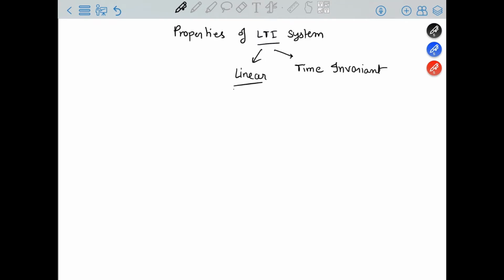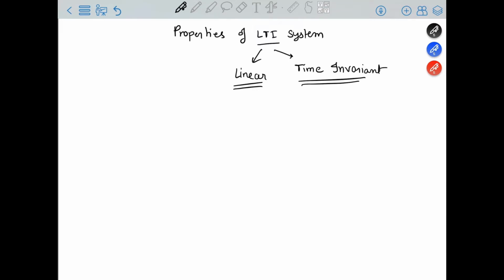Hello everyone, so in this video we are going to discuss the properties of LTI systems. Here LTI means linear time invariant system. We have already seen these two properties, linear and time invariant, in detail in the previous video. In this video we are going to discuss the properties of linear time invariant systems.